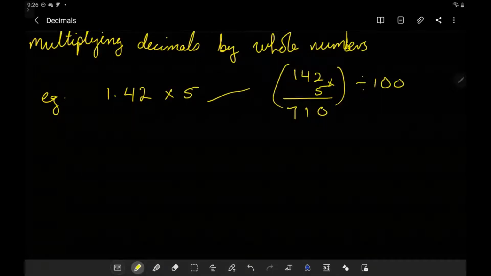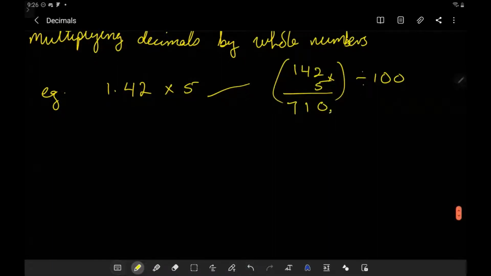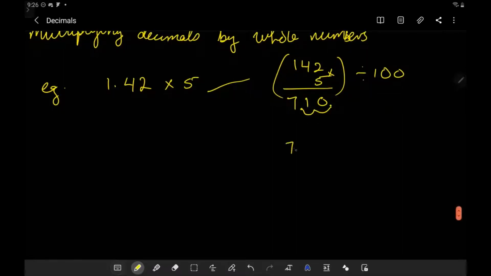Right? Now this is 710. Since I had two decimal places here, according to what you told me just now, I need to put my point here, right? Yes or no? Yes, sir. But isn't that the same as moving the decimal point from here to here? Yes, sir. So it's the same as dividing by 100.